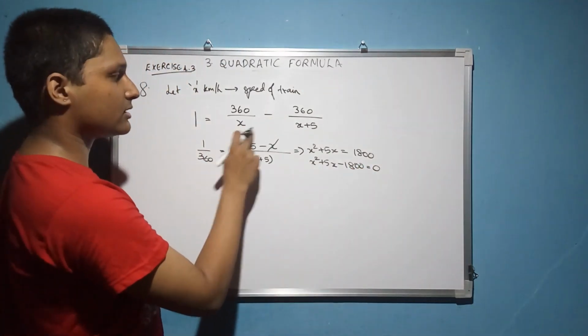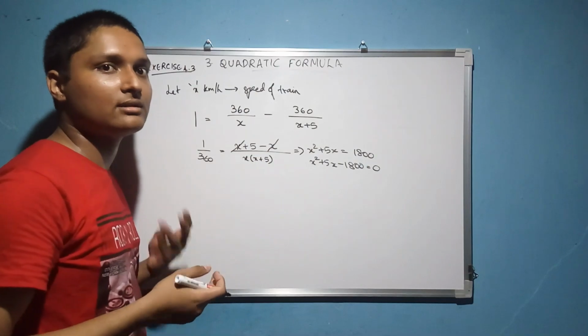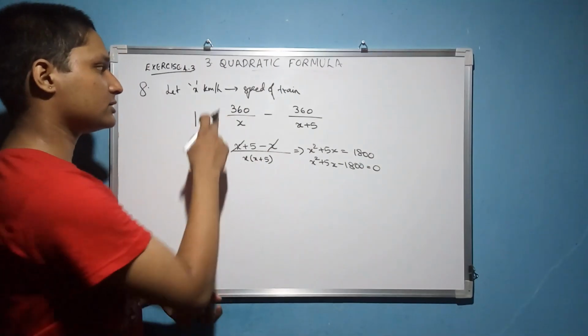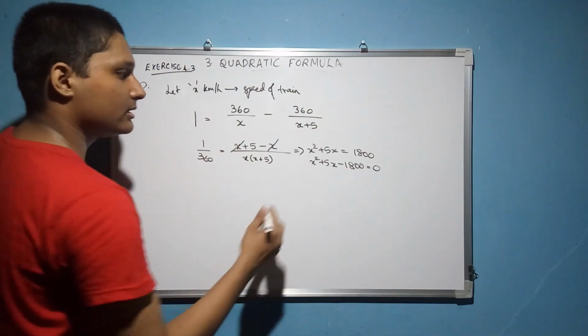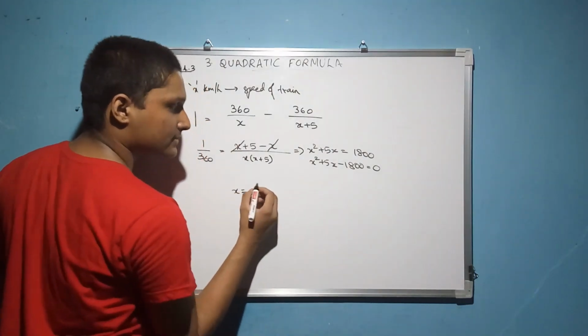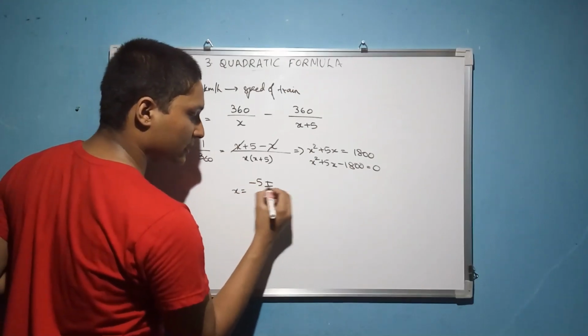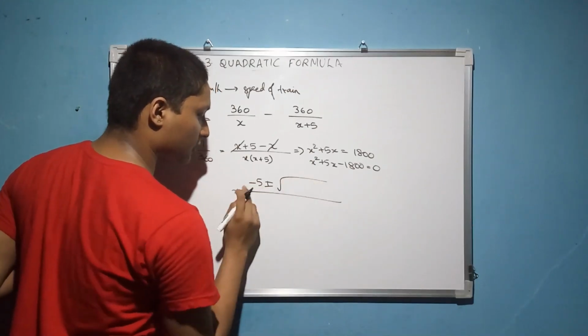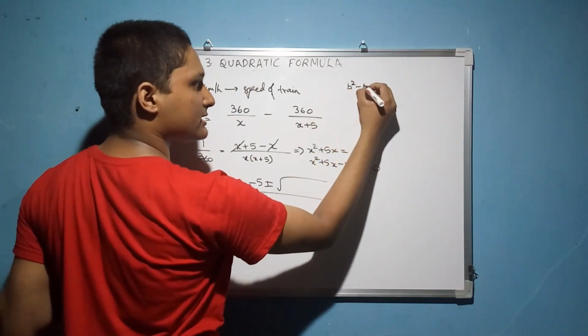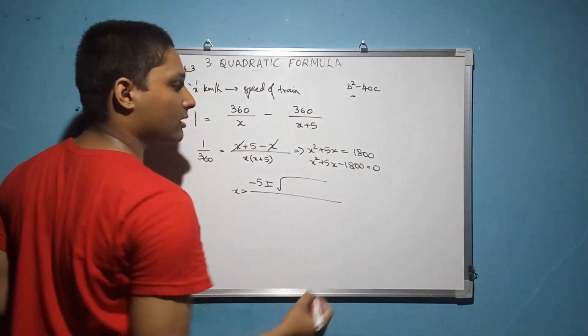I hope you understood, because every time I told about this thing, that is, time is equal to distance divided by speed. So distance divided by speed over there. Now we are going to use the quadratic formula. x is equal to minus b, that is minus 5, plus or minus root of b square minus 4ac. I'll write that b square minus 4ac here, otherwise it will become a very long method.